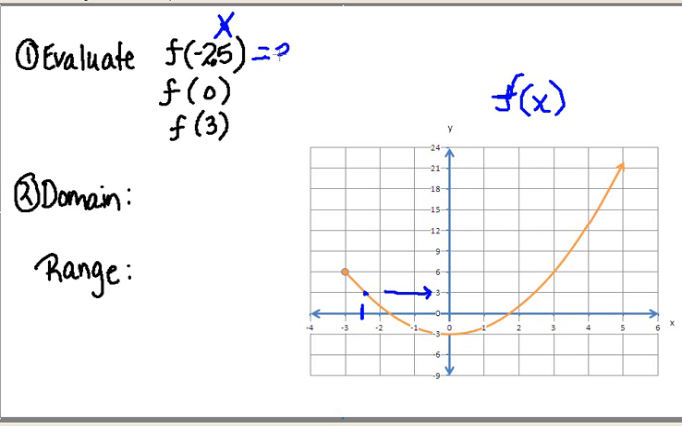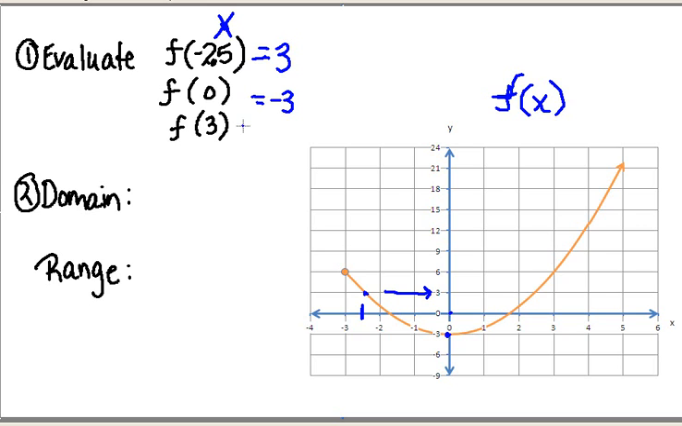Okay, let's try another one. f of 0, I'm going to go to 0 on the x-axis. Well, that's just the origin. I'm going to go down to my orange curve, which is here, and read off the corresponding y value. And here it is negative 3.